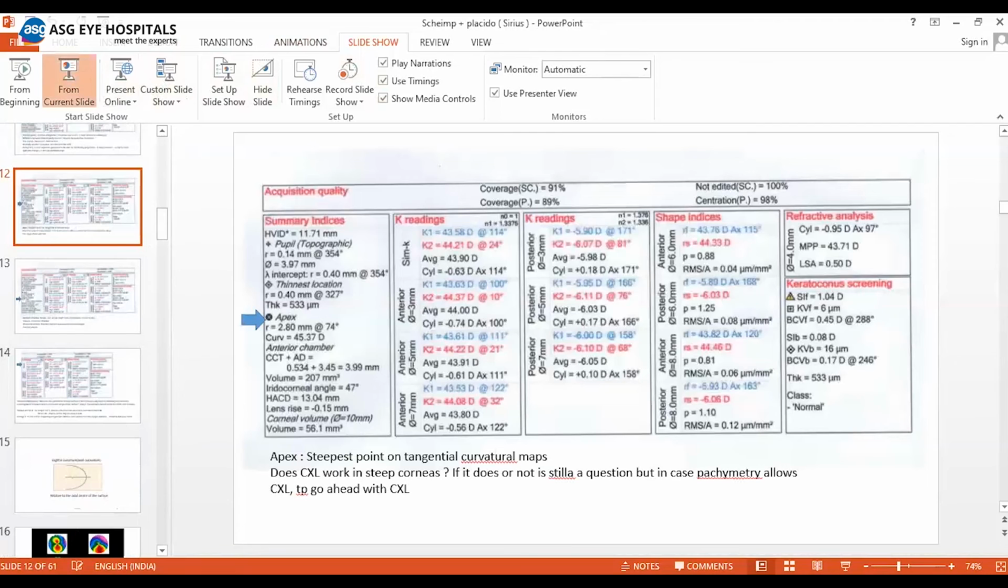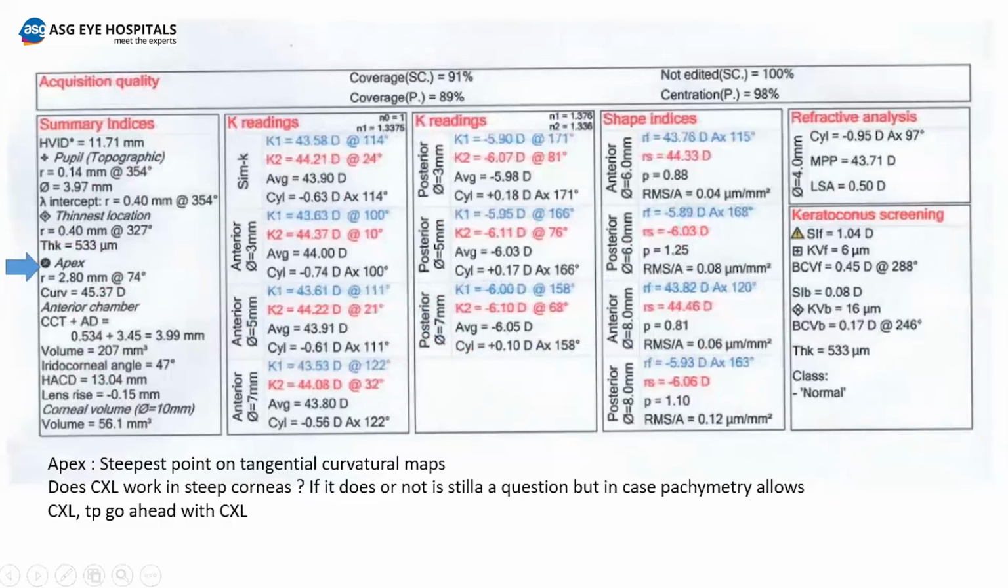Yeah, so as ma'am already wonderfully mentioned, first we see the quad maps and just check out for the hot on hot areas. On this summary indices, the extreme left, the 2 most important values to check out are Kmax, as ma'am already mentioned, and the thinnest pachy. Just like Pentacam, for Kmax we use the same cutoff, 47.